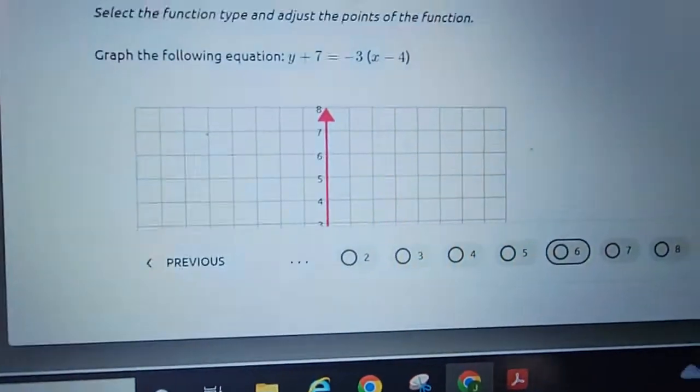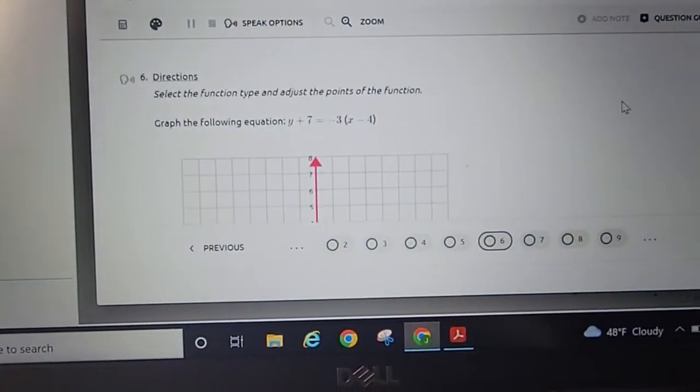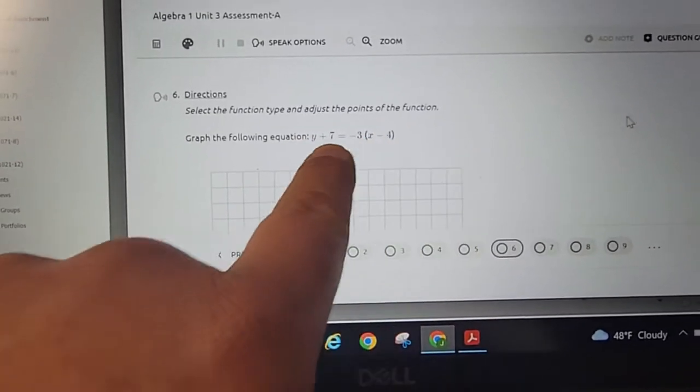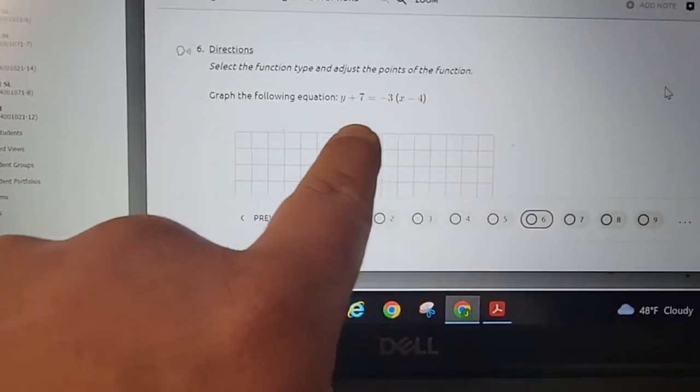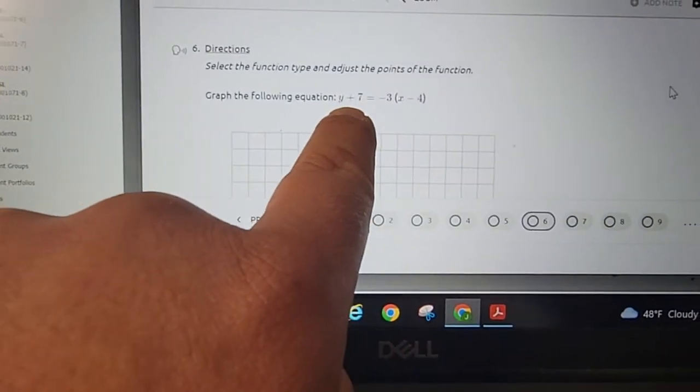All right, so I'm going to skip around a little bit. Let's go to number 6. All right, number 6. So you have this. You're going to put this in y equals, but you need to move the 7 to the back part. So this is a plus 7. It becomes a minus 7.